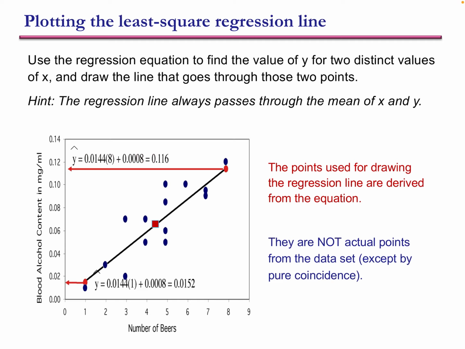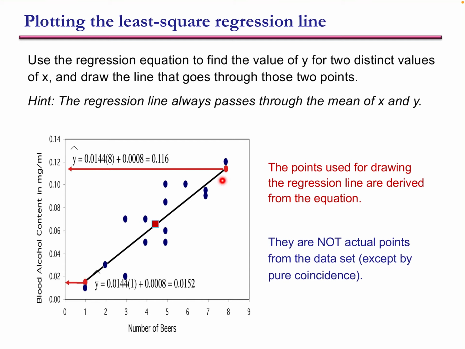So let's say take 8 beers, for example. Take 8 and plug it in right there as your x value, work out the math, and you get a predicted value of y. So you plug in 8, you get 0.116 right there, 0.116 on the y-axis. You could also take and plug in a value of 1 right there. Plug it in here, work out the math, you get another value. Well, I'm sorry, here's the equation for it, 0.0152 right there. So 1 and 0.0152 is one xy pair for that data point.